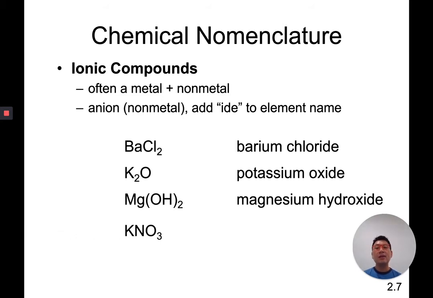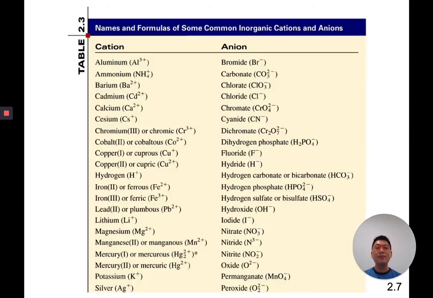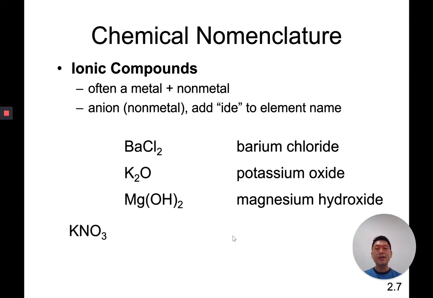Okay, KNO3. K is potassium. NO3, let me go back to that table. NO3, right here, which is a -1 charge, is called the nitrate ion. KNO3 is called potassium nitrate.